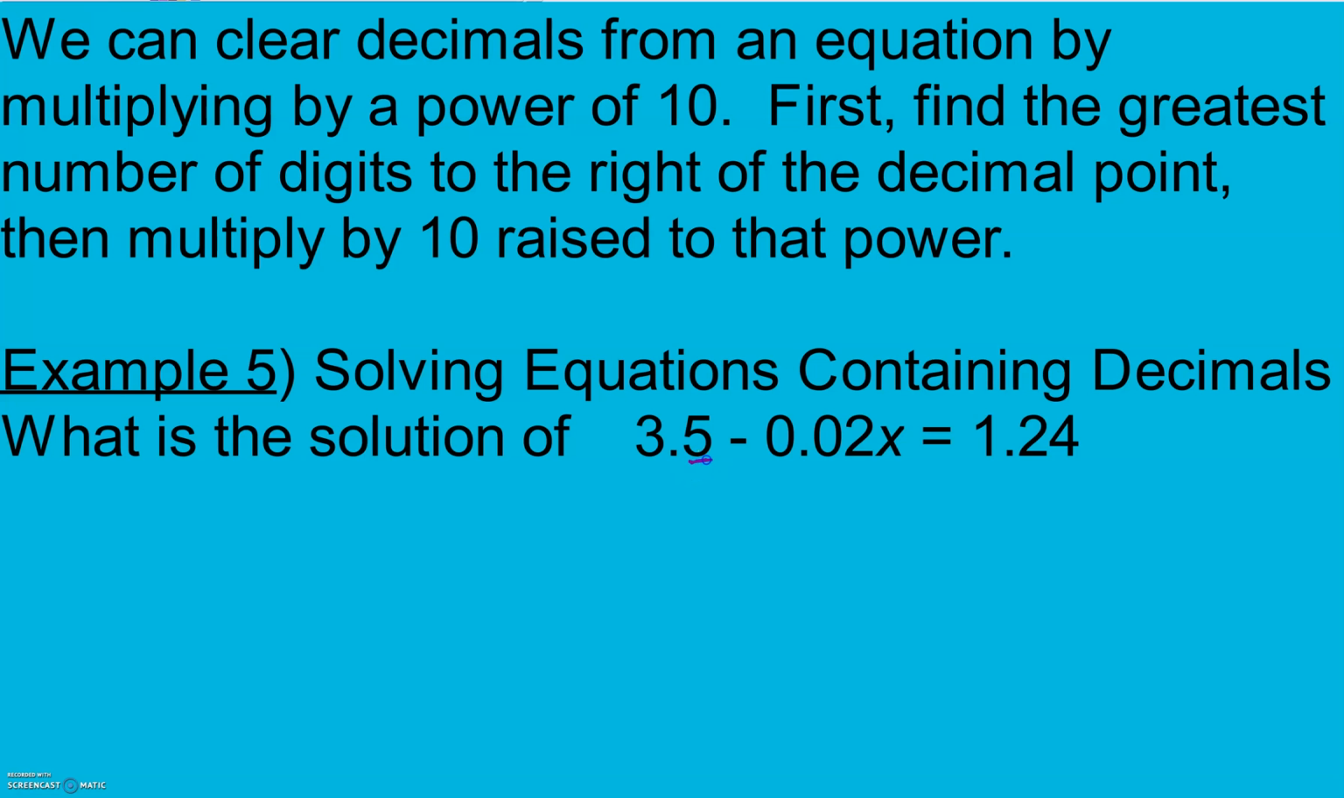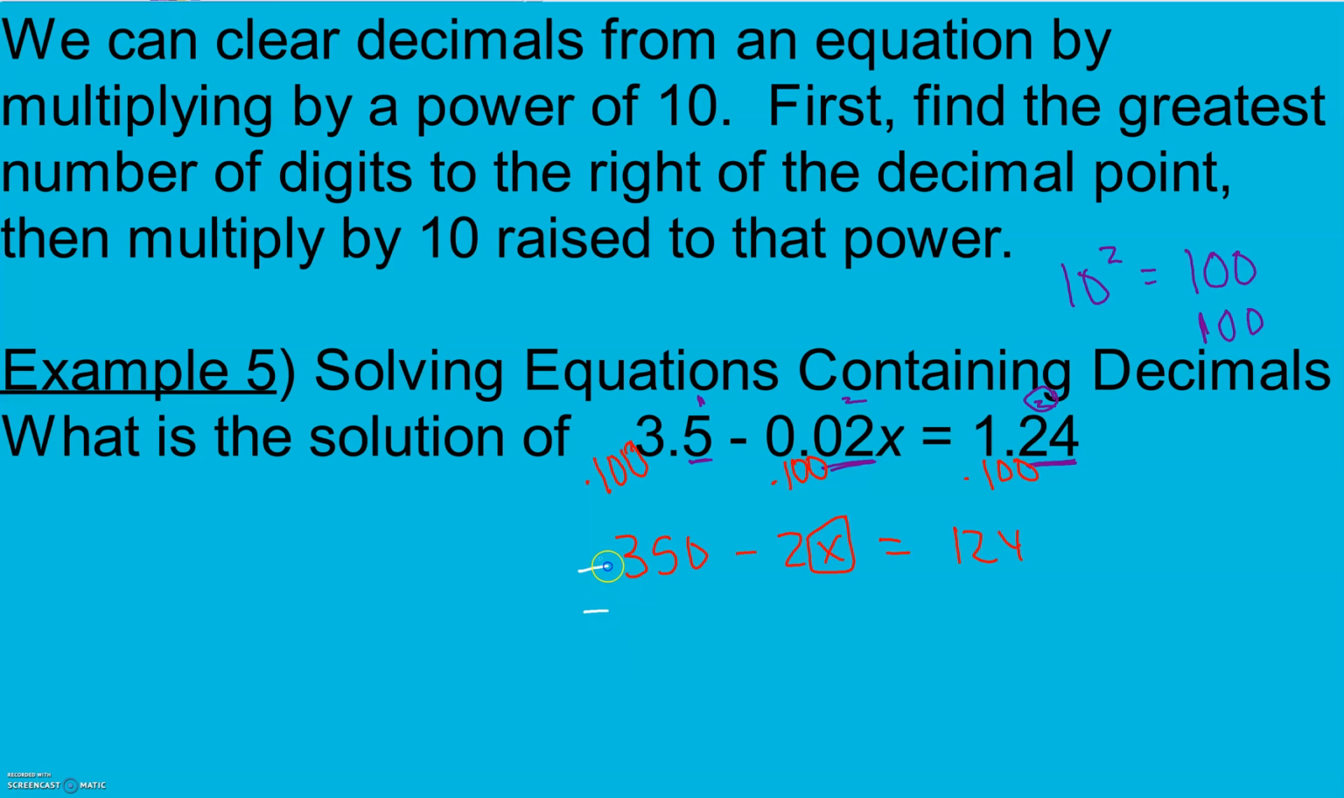So here, after my decimal, I have 1 digit. Here, after my decimal, I have 2. And after my decimal, I have 2. The greatest number of digits then is 2. So I take 10 squared, which is actually just 100. It's 1 and then however many digits, that many zeros. And I take that 100 and I multiply it to every single term on both sides of my equation. I get 350 minus 2x equals 124. And now I have no more decimals, we can just go ahead and solve.